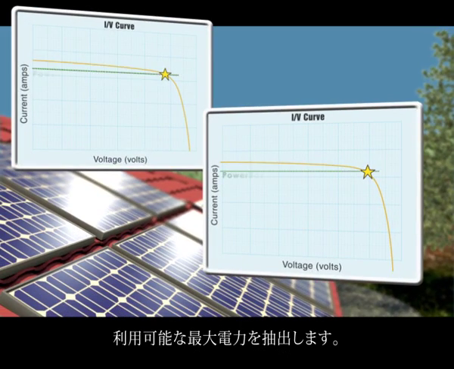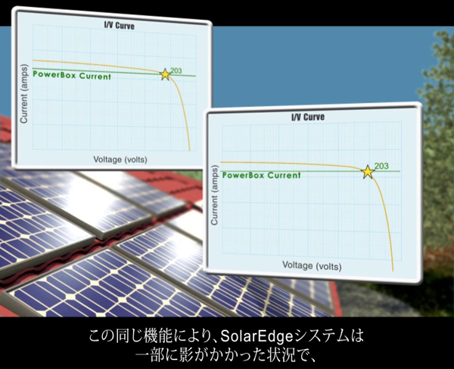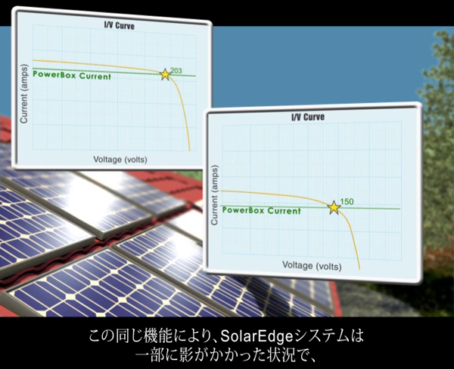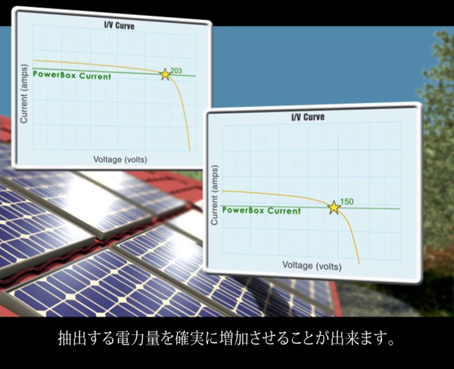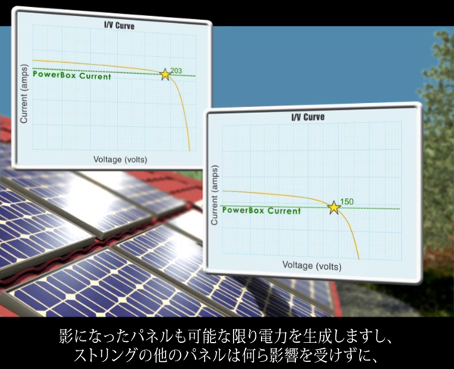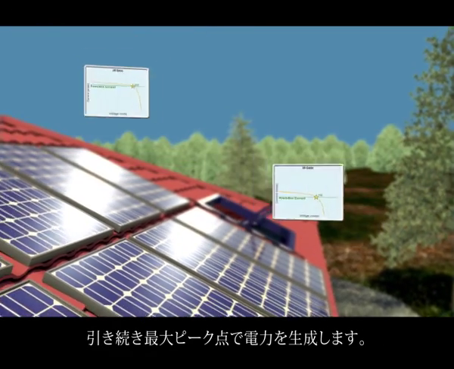This same capability also ensures the SolarEdge system will harvest more power in partial shading situations. The shaded panel produces as much as it can, while other panels in the string are not affected and continue to produce at their maximum peak point.